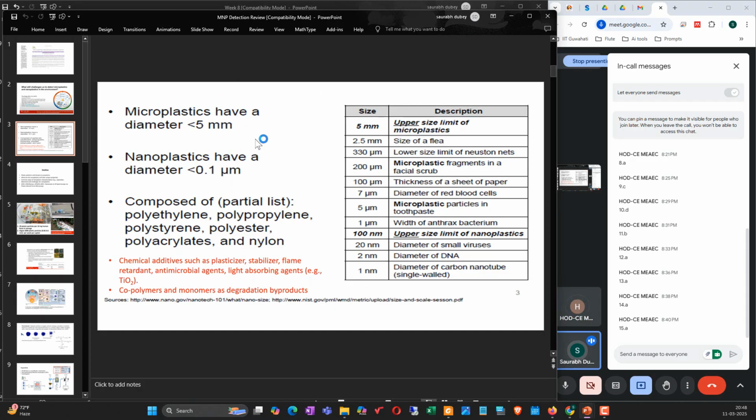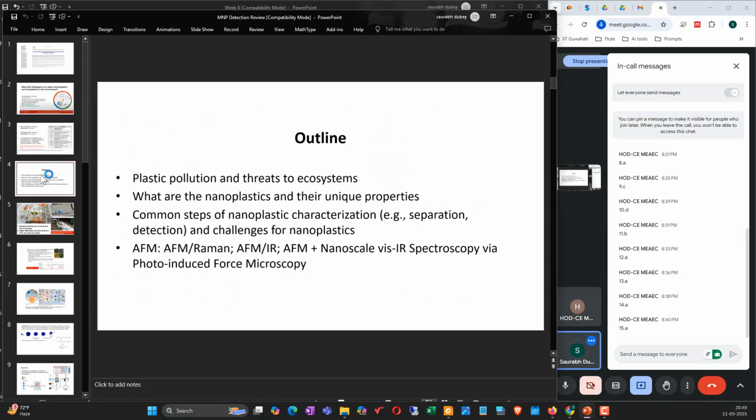So what we know is this: anything below 5 mm is microplastics, and anything below 0.1 micrometer is nanoplastics, right? And in that, if we see, the size of the nanoplastics is very much comparable to the size of different entities which is there in the body and which is giving life to us. And if we see this plastic pollution and the threat to the ecosystem, what are the techniques that are being used, ma'am.